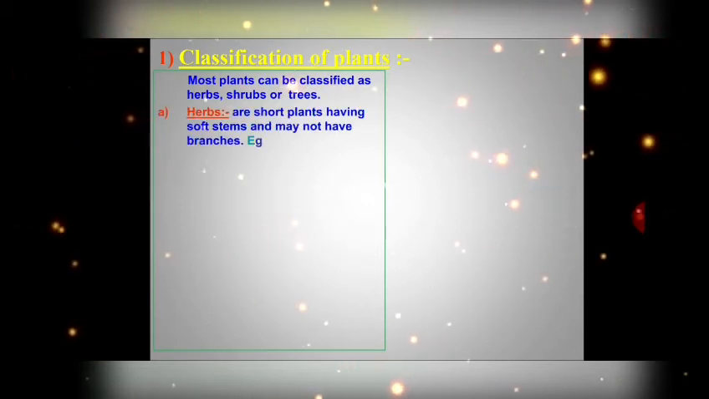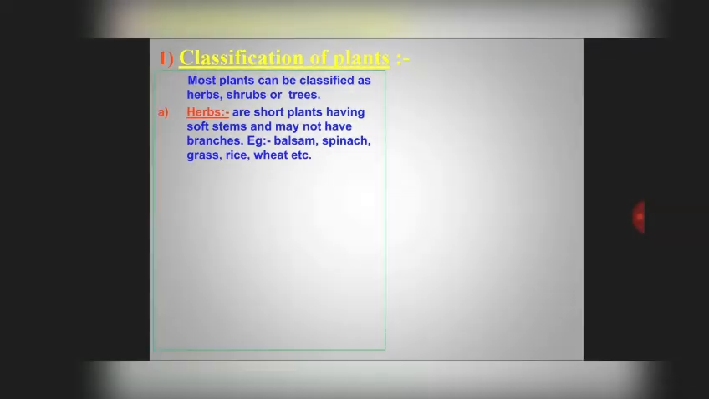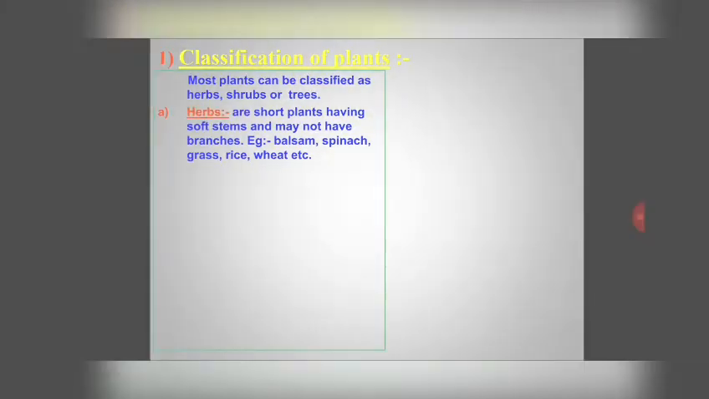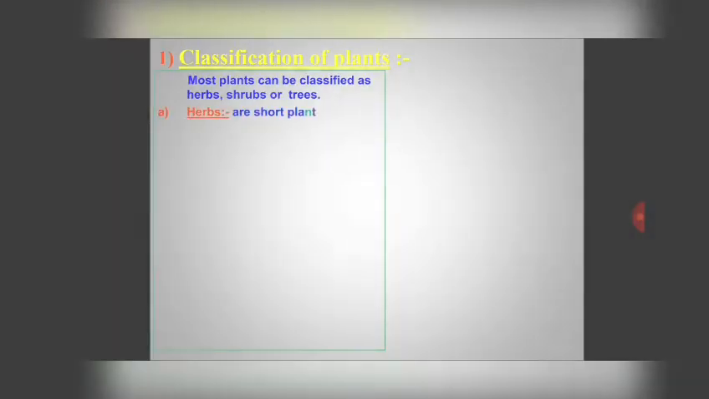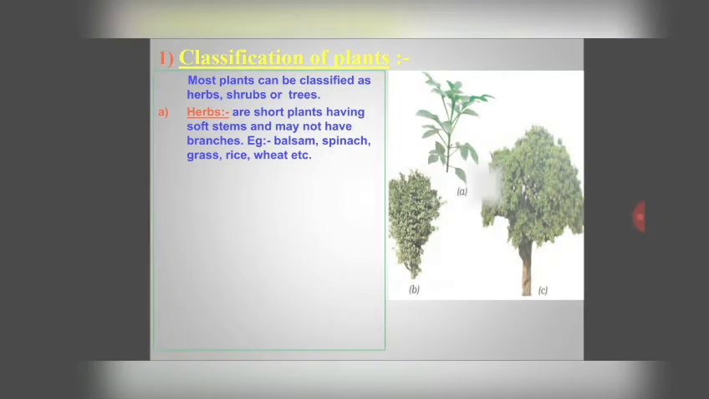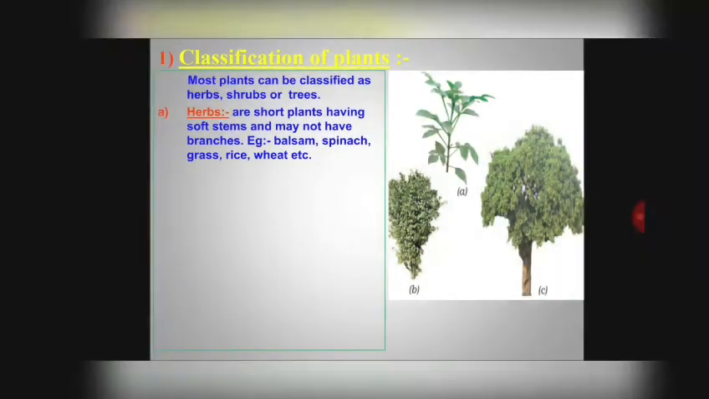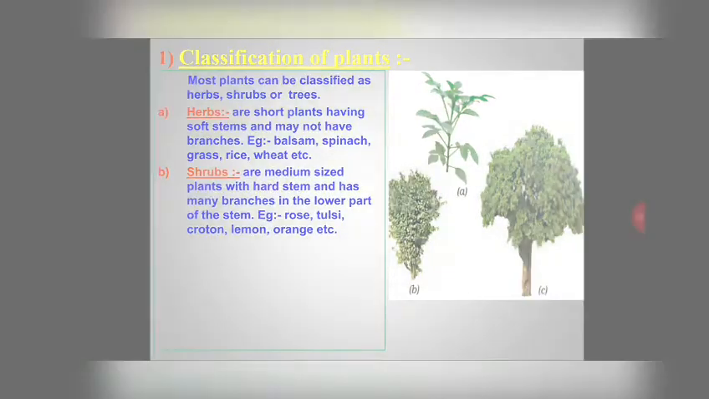Herbs are short plants having soft stems and may not have branches, like balsam, spinach, grass, rice, weeds, etc. We can see in picture A the very small plant, and such plants are called herbs.